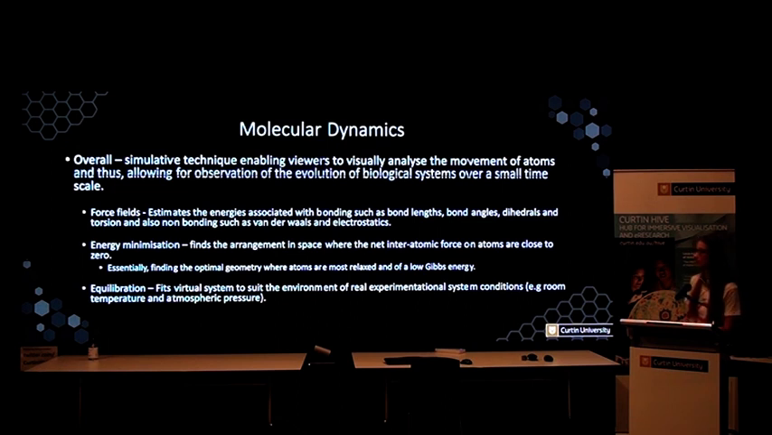So force fields estimate the energies associated with bonding and non-bonding. And then energy minimization finds the arrangement of atoms in space where there's the lowest Gibbs energy and it's relaxed, hopefully finding a structure that isn't too unrealistic and would be very unlikely to exist in real life. And then equilibration fits the virtual system to real-life experimental conditions like atmospheric pressure and room temperature or biological temperature.